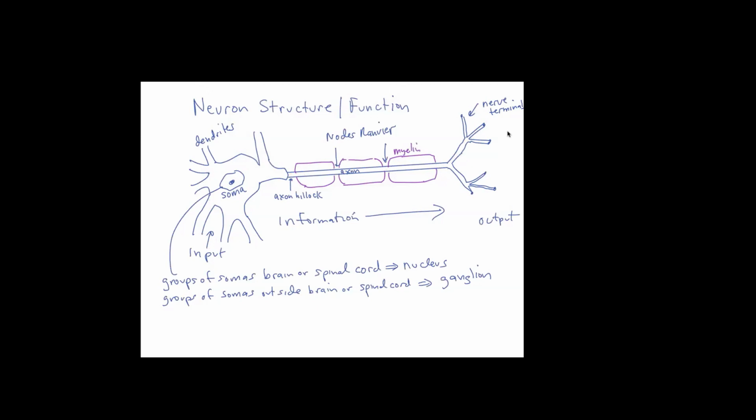But in general, this is how you describe clusters of somas in these different regions of the nervous system. And you will come across different ganglion, different nuclei as you're learning about the nervous system.